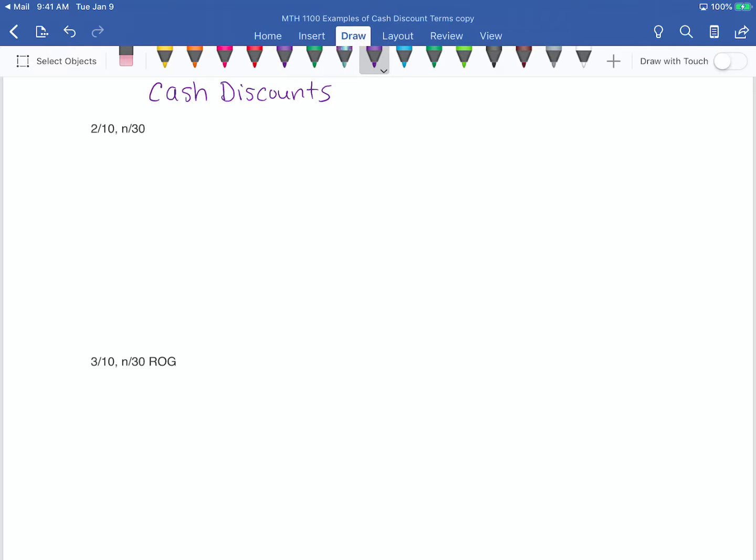Now, the symbols that you see on the invoice to indicate that there's a cash discount, here's an example. If you see 2/10, that 2 means you get an additional 2% discount on top of a possible trade discount if you pay within 10 days of the invoice date.